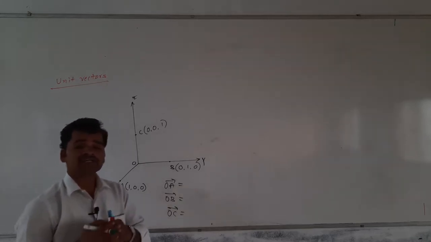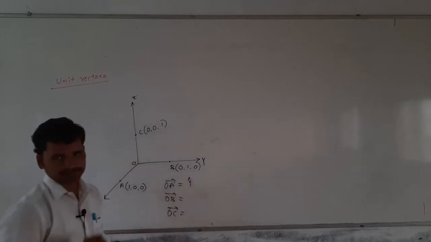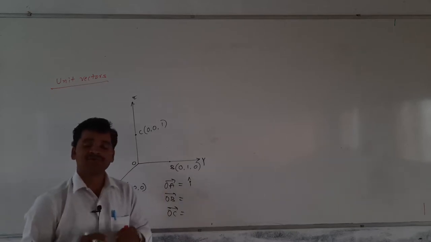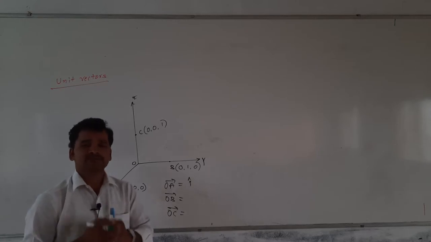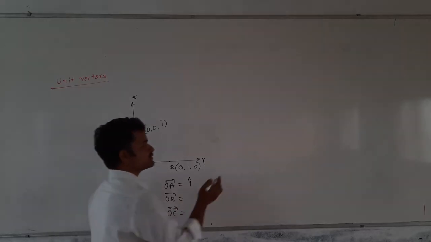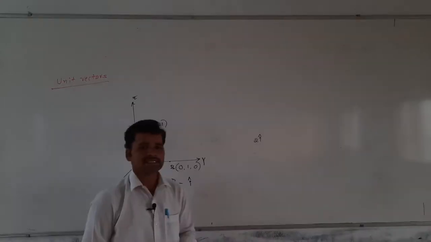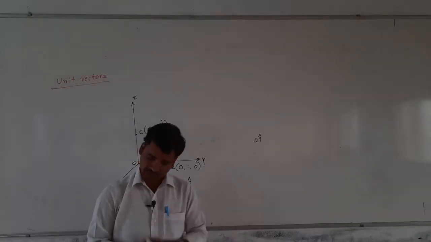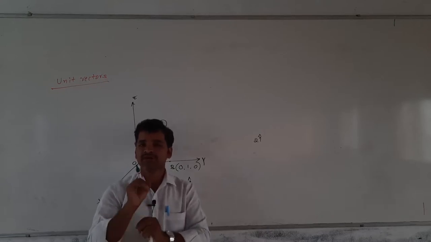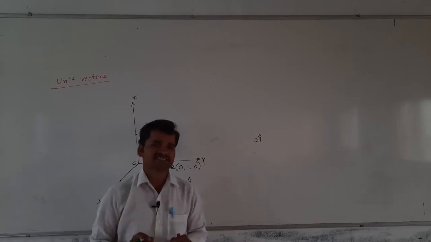A unit vector in the direction of the x axis is represented as i cap. That is the notation. If it is written as i cap, it means a unit vector in the direction of the x axis. If it is written as 2i cap, what does it mean? It means a vector in the direction of the x axis having a magnitude of 2 units.